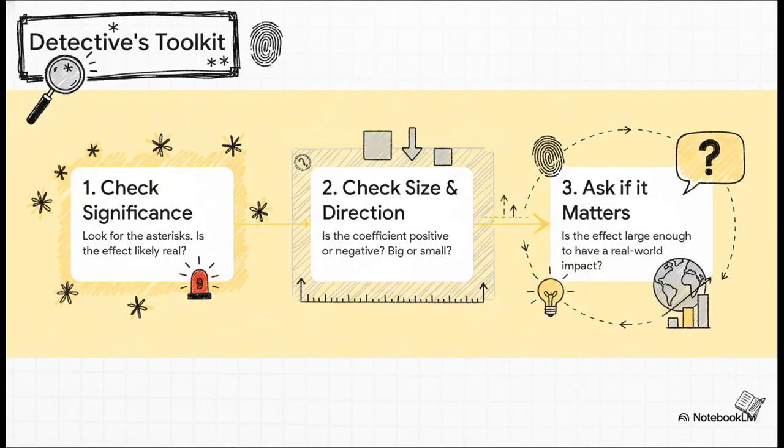So let's wrap this all up. Here is your official detective's toolkit. 3 simple steps to read any regression table you ever come across. First, check for significance. Look for those asterisks and ask, is this effect even real? Second, check the coefficient. What's its size and direction? And third, and this is the most important one, apply the so what test. Does this actually matter in the real world?